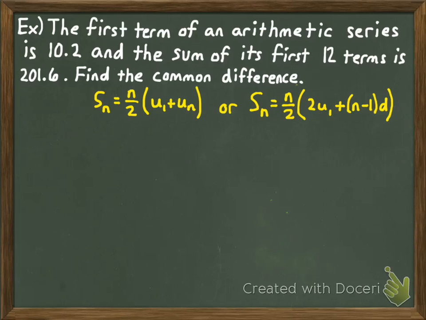Okay, I wrote these two formulas down here because we have to choose which of them is most relevant for this situation. And to help us do that, I want to write down the information that's given, which is just an effective problem-solving strategy anyway. So we're told the first term of the arithmetic series, meaning we can say u sub 1 is equal to 10.2.